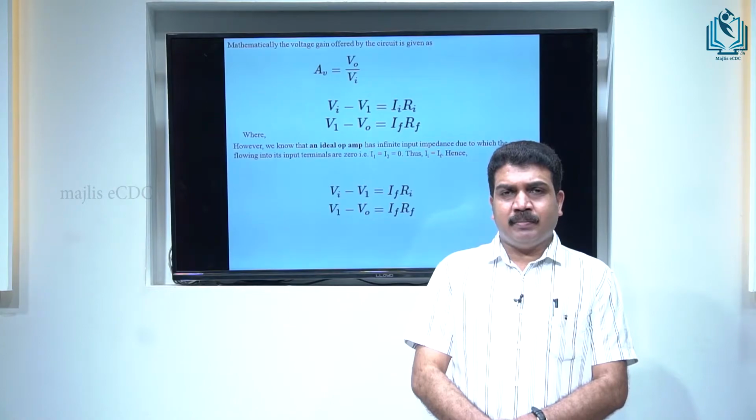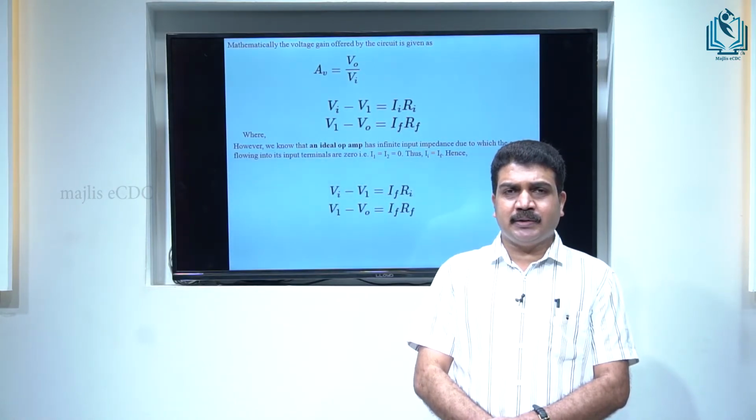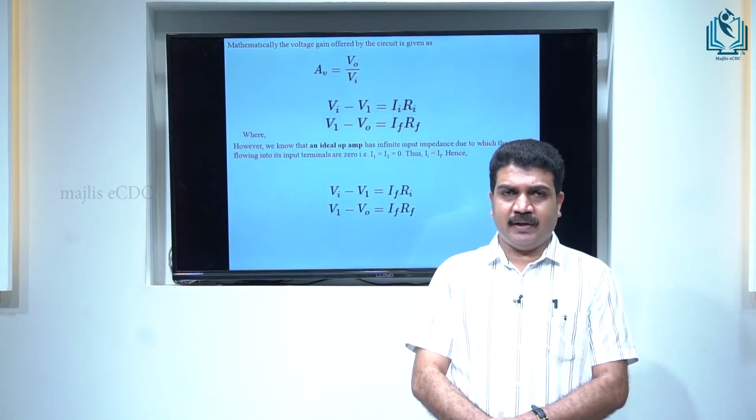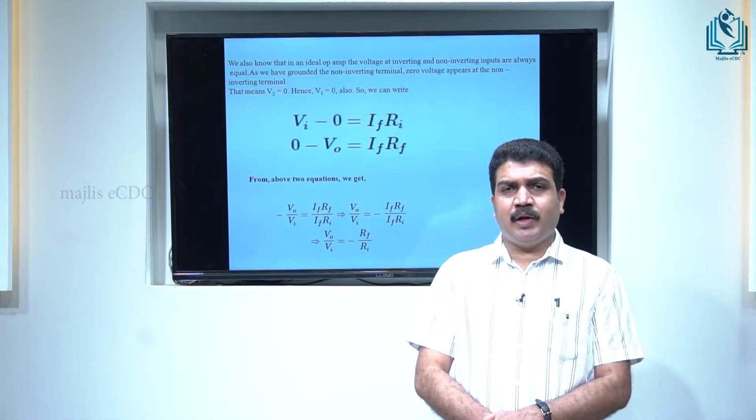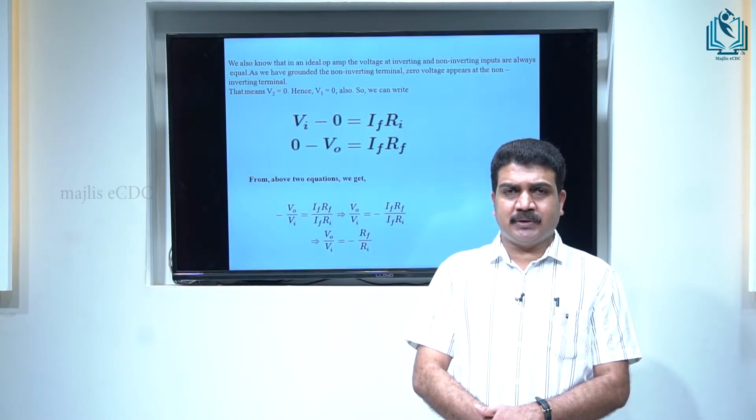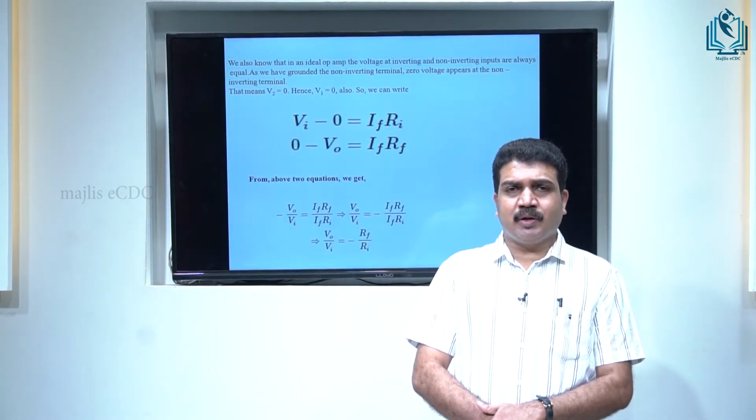For an ideal op amp, I1 and I2 are 0 because the input impedance of an ideal op amp is infinity. So Ii is equal to If. Feedback current and input current are the same. Also we know that for an ideal op amp, the voltages at both inputs, that is at the inverting input and non-inverting input, are equal, that is V1 equals V2. But V2 is 0, that is, the non-inverting input is grounded, therefore V1 is also equal to 0.